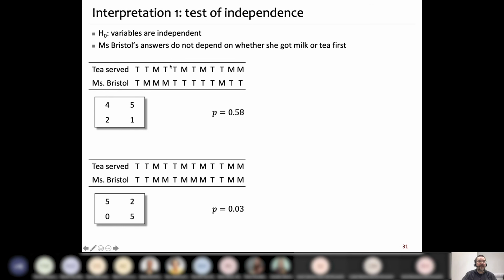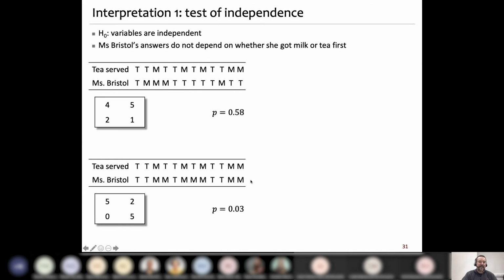And you can look at this and you can immediately see that there is very little relation between these 2 variables. They are independent. Her answers do not depend on what tea was served. Put these numbers, counts in the contingency table, and you find a p-value of 0.58, about 60%. We do not reject the null hypothesis that these variables are independent.